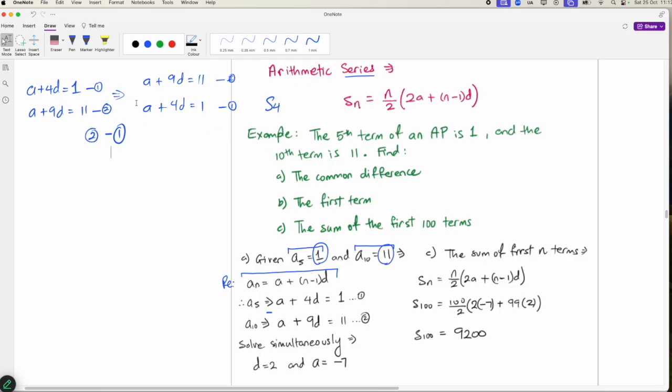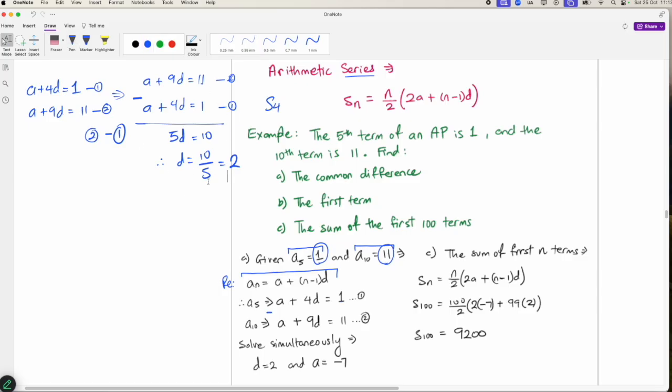Right? So for the process of elimination, I'm noticing that I could eliminate the A's by minusing. So I will eliminate the A's by minusing the equation. So A minus A, the A's are gone. 9D minus 4D is 5D, and 11 minus 1 is 10. And so therefore D is equal to 10 on 5, which is 2. You understand that, Shanisha? Yes, sir.